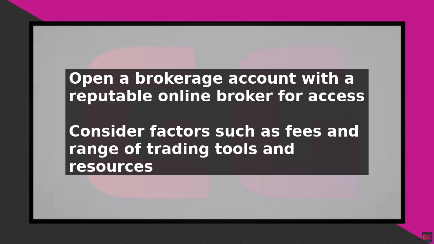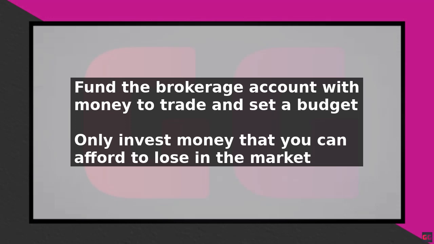Next, you need to learn about the different types of trading orders and how to place them. A market order is an order to buy or sell a stock at the current market price. A limit order is an order to buy or sell a stock at a specific price or better. A stop-loss order is an order to sell a stock when it falls to a certain price to limit potential losses.